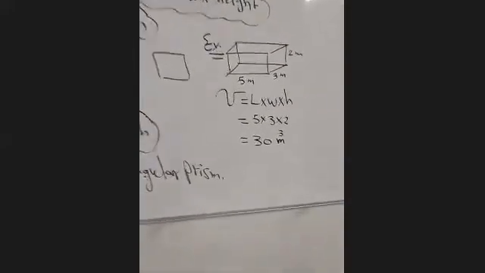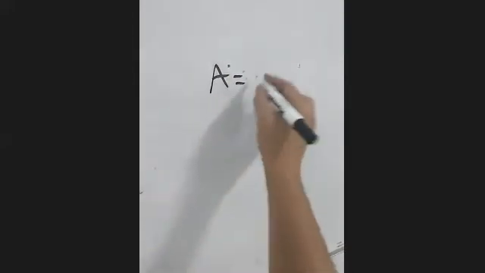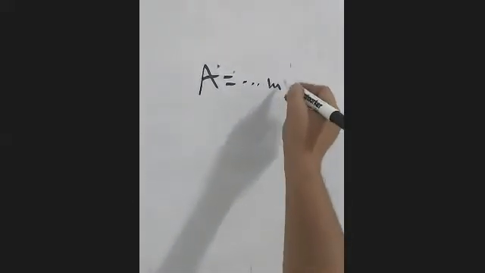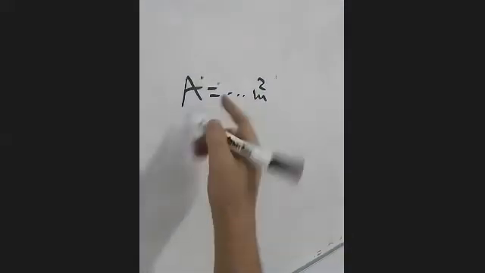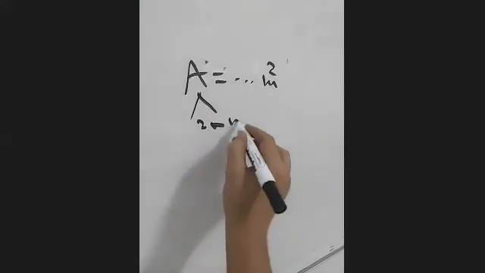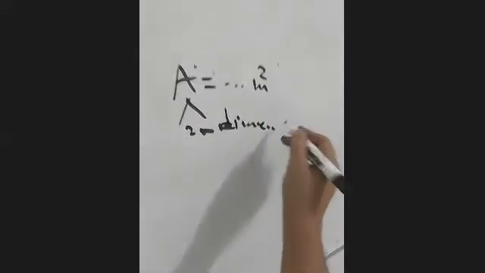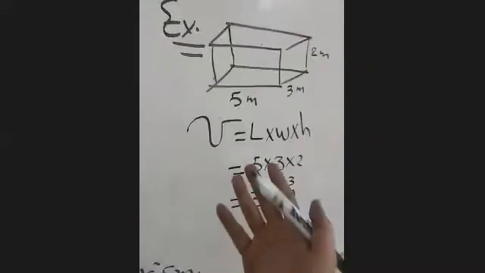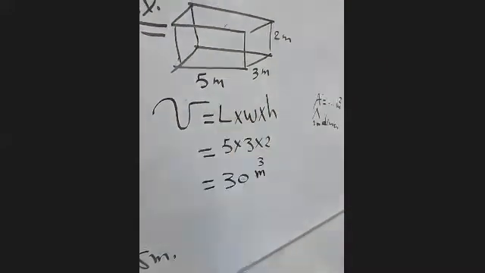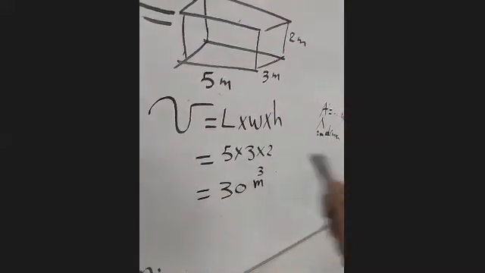Now in the area, if you remember, when we put a number, we put the unit power what? 2. Why? Because the area has 2 dimensions. Length, width, remember? But in the volume, how many dimensions do we have? 3 dimensions. Length, width, and height.